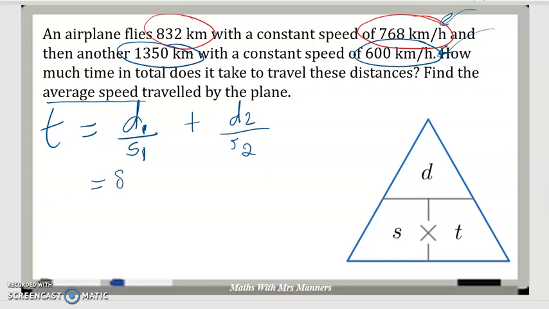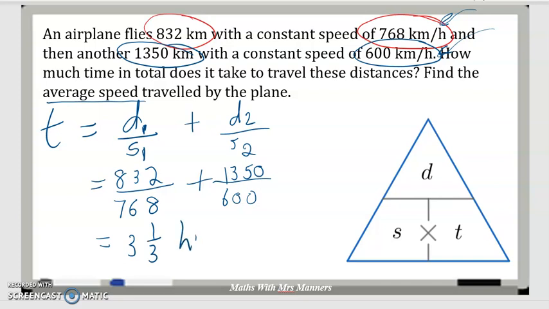So the first distance it travels is 832 kilometers, and it does it with a speed of 768 kilometers per hour. The second distance it travels is 1,350, and the speed is 600 kilometers per hour. Now, because we're finding a time, if you look at the units in the speed, they're both per hour. So you know that whatever your answer is, it's going to be in hours. So let's put this into our calculator, and it tells me that it's 3 1/3 hours. So it takes 3 hours, and 1/3 of an hour is 20 minutes. So 3 1/3 hours to travel these 2 distances.